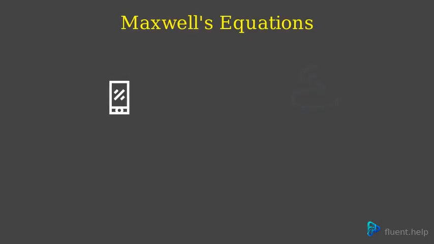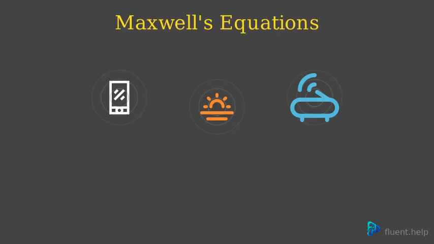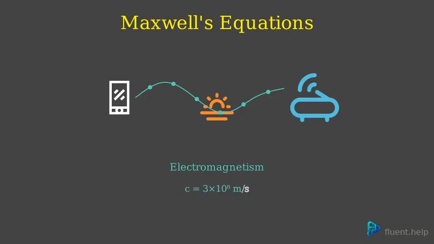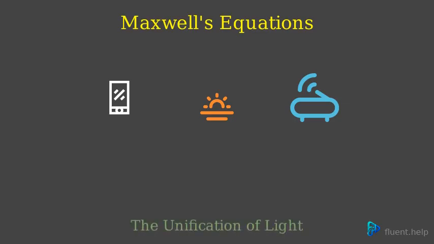Every time you use your smartphone, connect to Wi-Fi, or even just look at a sunrise, you are witnessing the power of four elegant equations. These are Maxwell's equations. Before James Clerk Maxwell, electricity and magnetism were seen as separate forces. But Maxwell realized they are two sides of the same coin, woven together to create electromagnetic waves that travel at the speed of light.